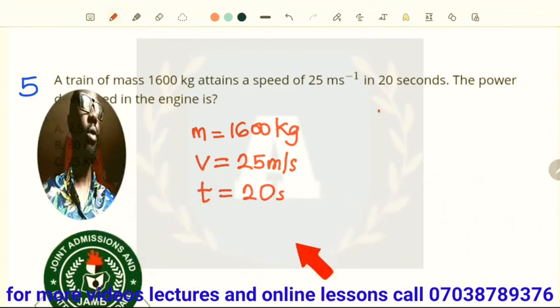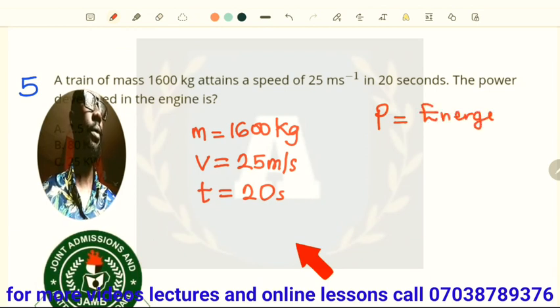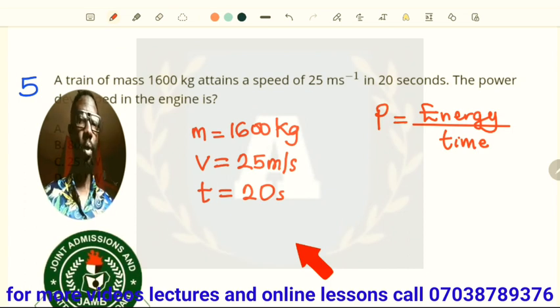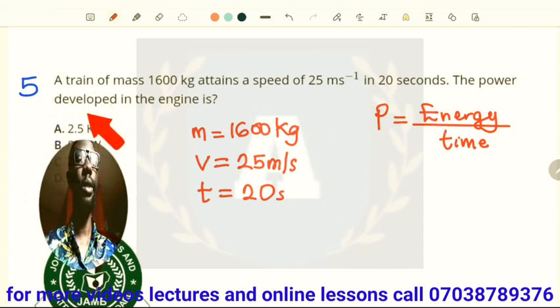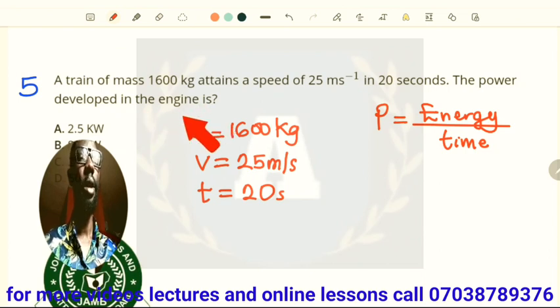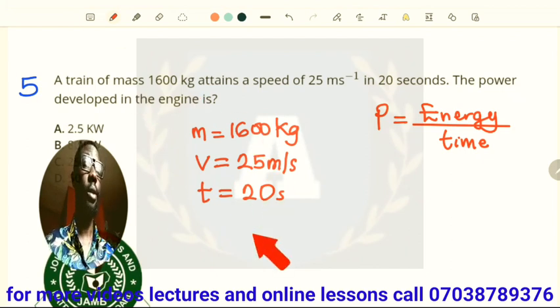Now we know that power is the ratio of energy to time, the energy expended over time. Now we are asked to calculate the power developed in the engine. Does the question ask us to calculate the power in the train? So we have to be careful in this case, right?